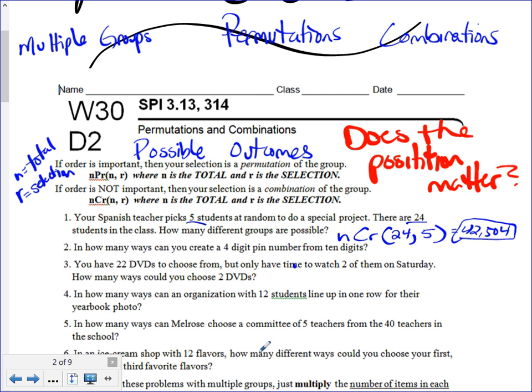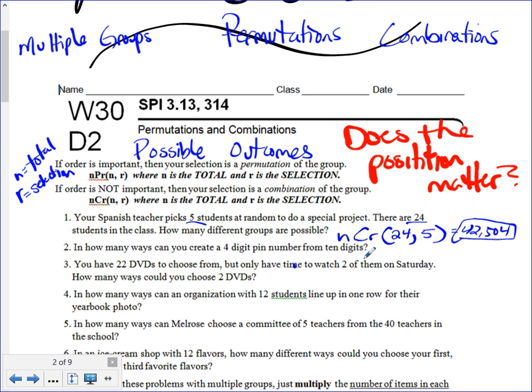Ask yourself, does the position matter? Look at number 2. In how many ways can you create a 4-digit PIN from 10 digits? You turn on your cell phone. You have to put in your little key code, 4 digits, 8374. If you switch the 8 and the 4, does your phone unlock? No.